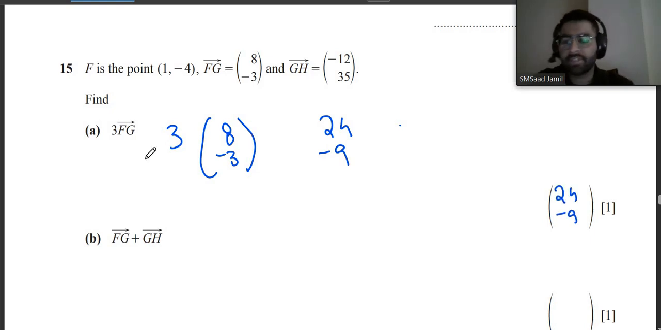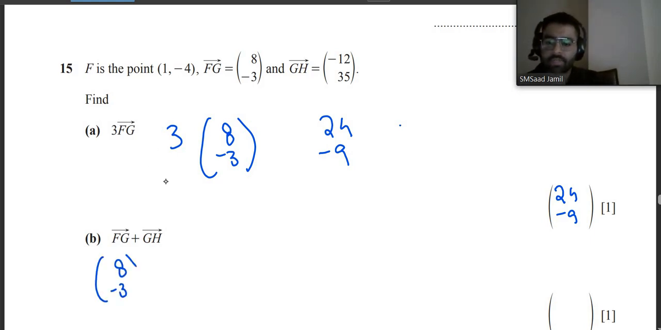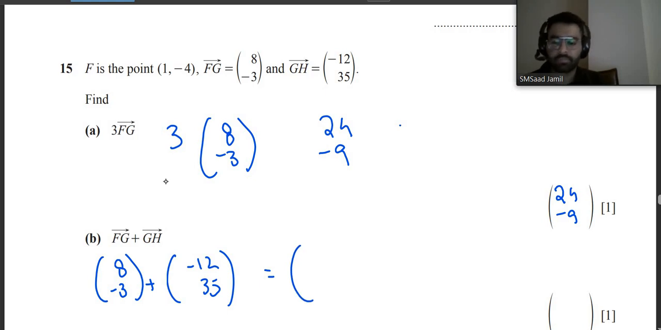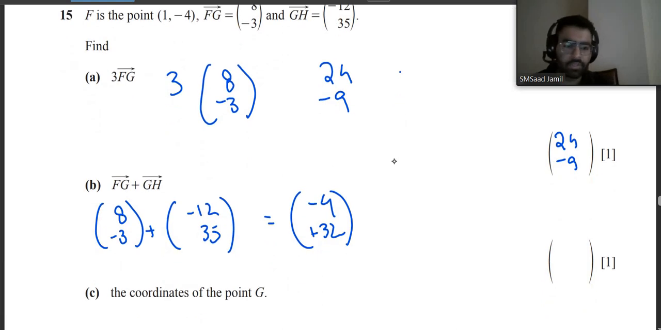Moving on, it says fg plus gh. Alright. So 8 minus 3 plus minus 12, 35. 8 minus 12, so plus minus is minus, positive, negative, negative. 8 minus 12 is negative 4. Minus 3 plus 35, that's positive 32. You don't need to write positive like that. I just wrote it for you guys. So negative 4 and 32. That's your answer. Now the question says the coordinates of the point G.